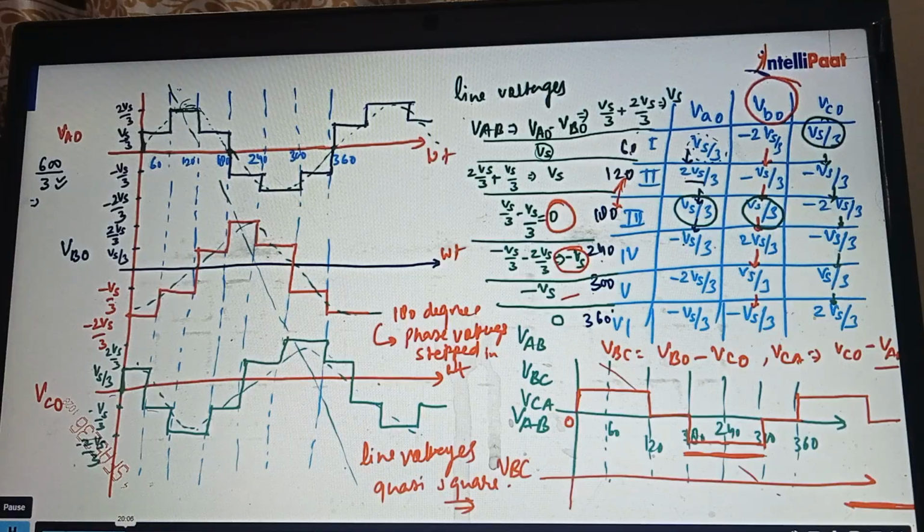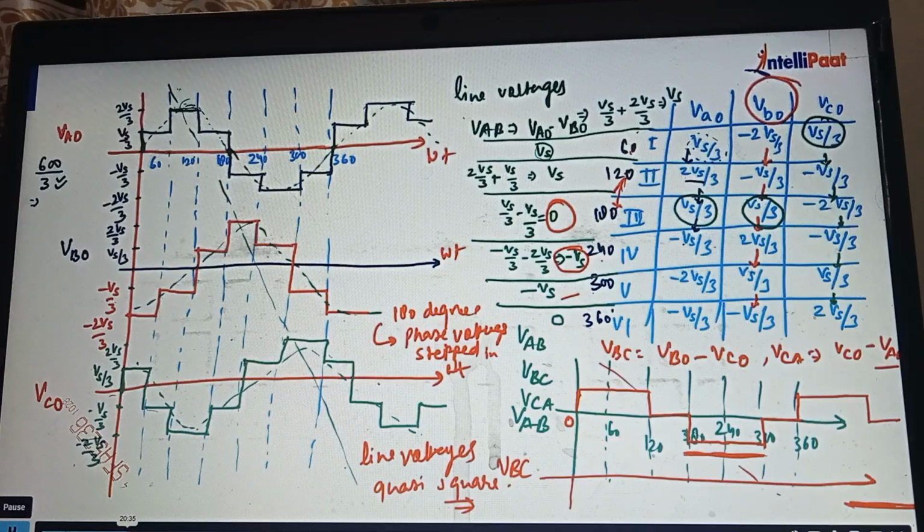Now, for the second line voltage, VBC, how do we calculate VBC? VBO minus VCO. That is the second line voltage. For the third line voltage, VCA, VCA is nothing but VCO minus VAO. Correct? This way, we have calculated the 3 line voltages.